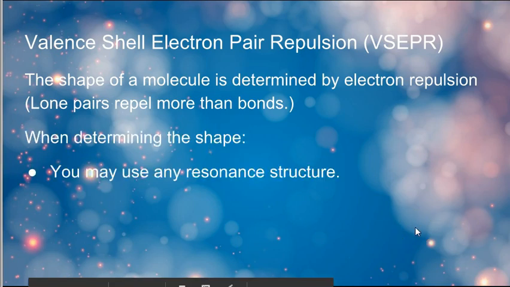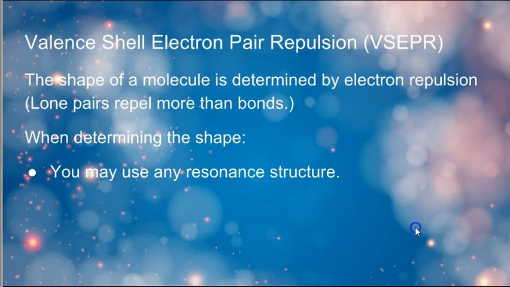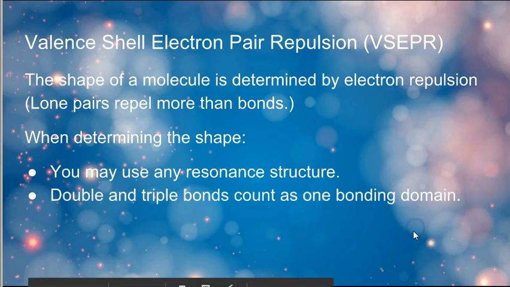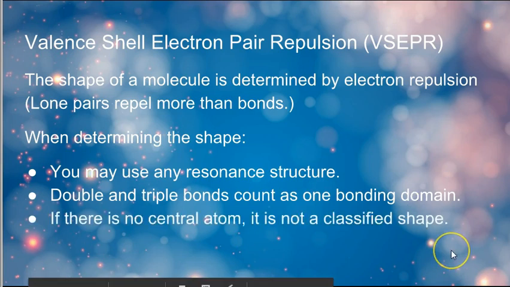Okay, so to determine the shape, we can use any resonance structure because resonance structures pretty much always have the same shape. You're just moving the location of a double bond. And remember that double and triple bonds count as one bonding domain. What I mean by a bonding domain is essentially a location around the central atom where there's electrons. And if there's no central atom, then it's not a classified shape. I'll come back to that in a second.